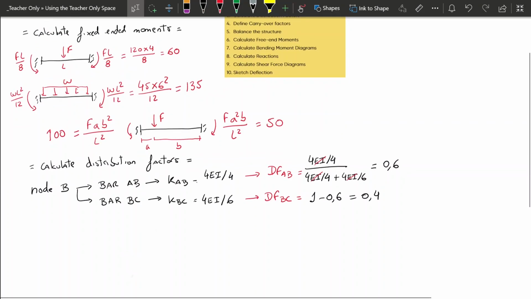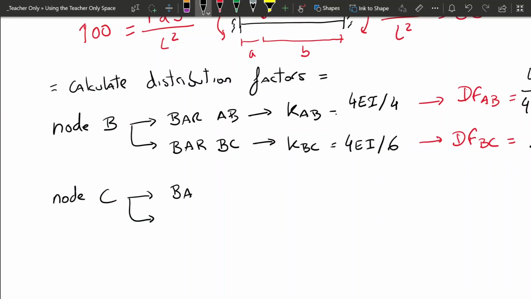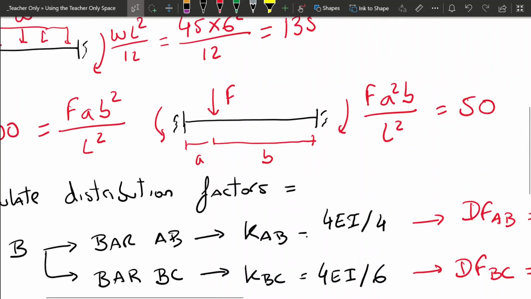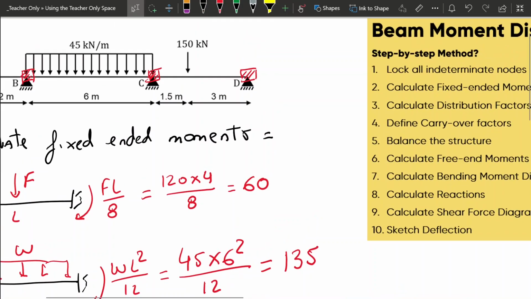Now, let's look at node C and repeat the process. Node C obviously has two bars as well: bar BC and bar CD. In this case, we're not assuming bar CD to be fixed. As I said, we're fixing D, but it's just momentarily while we're calculating the fixed end moments. You'll see that very quickly we're going to get rid of this moment that shows up here.